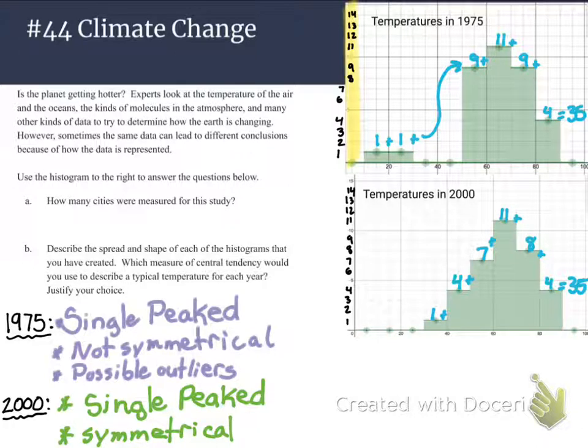And then lastly, it's asking us which would we use, mean or median? Starting out with 1975, since it has these possible outliers, I'm going to say that I want to use the median. The reason why is because of these outliers. It would pull my average, or my mean, down, which may not be typical. So I would use the median for that. And then for the year 2000, it looks pretty symmetrical. It's balanced. There are no outliers. So I'd say the mean is probably the best way to find your typical temperature. However, you could also use the median. The median is pretty well-rounded, meaning you could use it with data that has outliers as well as data that is symmetrical and balanced. Okay, that was number 44. Let's move on to 45.